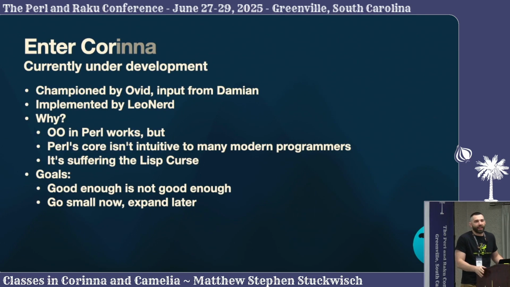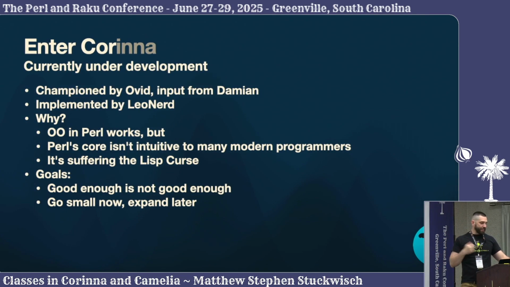And why? Well, object-oriented, it works in Perl, right? I mean, clearly it has for a while. But it's not entirely intuitive to modern programmers, particularly those coming over from other languages. Again, that's not to say that how it was doing it was wrong or unintuitive given what we had at the time, but if we're trying to get new programmers in and they're coming from Java, from C, from Python, that whole idea of just here's some data and here's a package and we're going to marry the two doesn't work for their thought process.